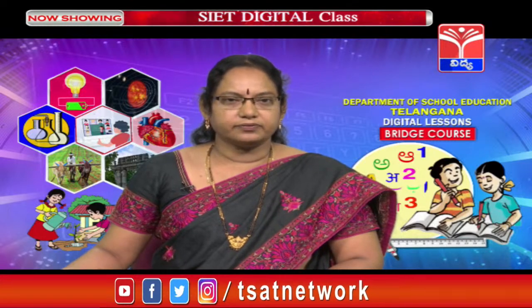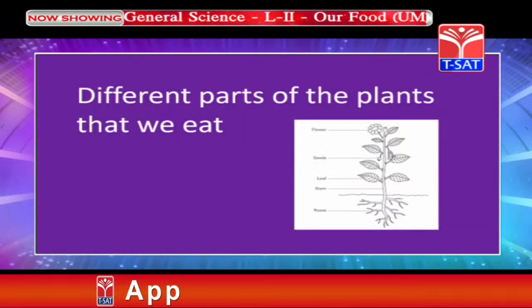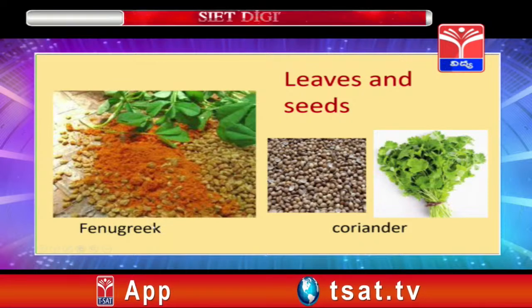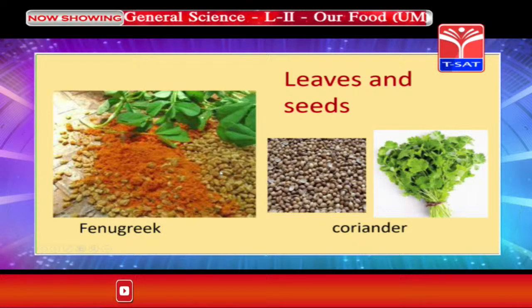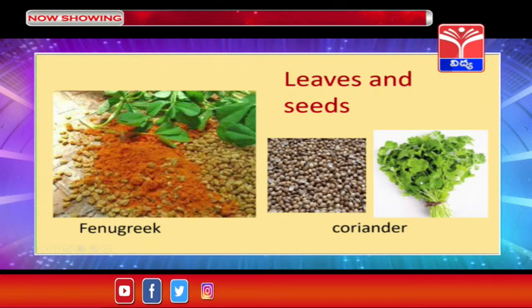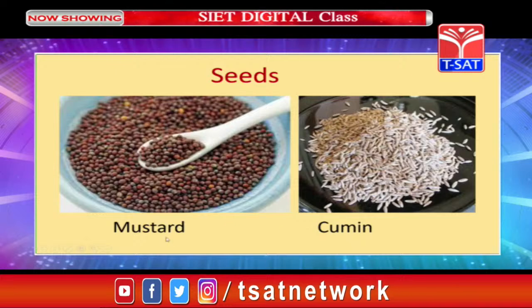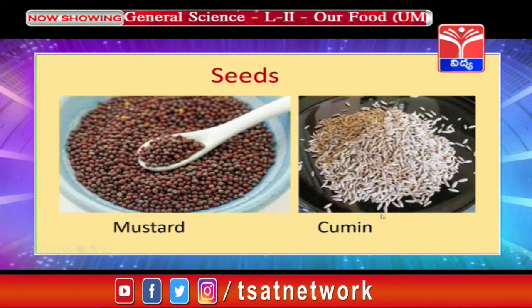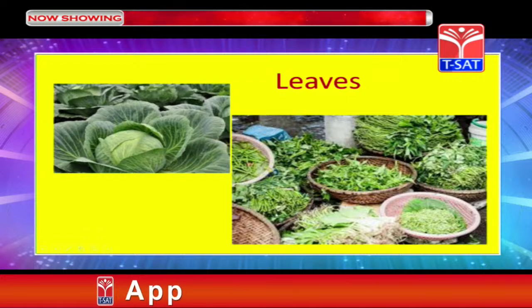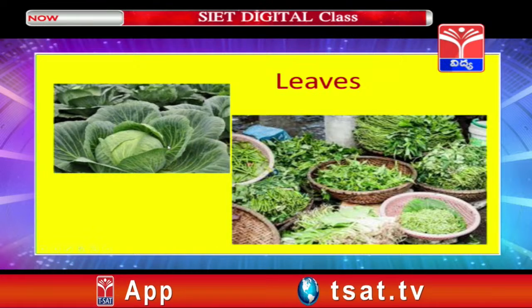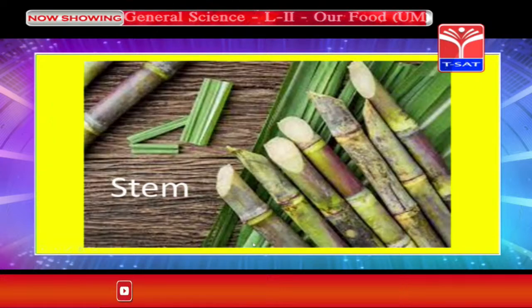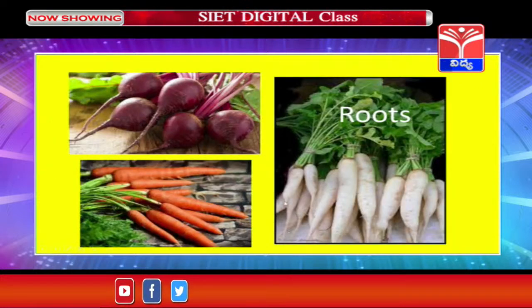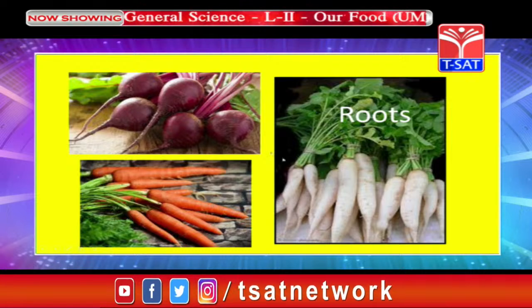Now let us see different parts of the plants that we eat. See here children, in fenugreek and coriander, we eat leaves and seeds. And in mustard, cumin, we eat seeds. And here you see all leafy vegetables, cabbage, we eat leaves. In sugarcane, we take the stem. And in plants like carrot, beetroot, radish, we eat roots.